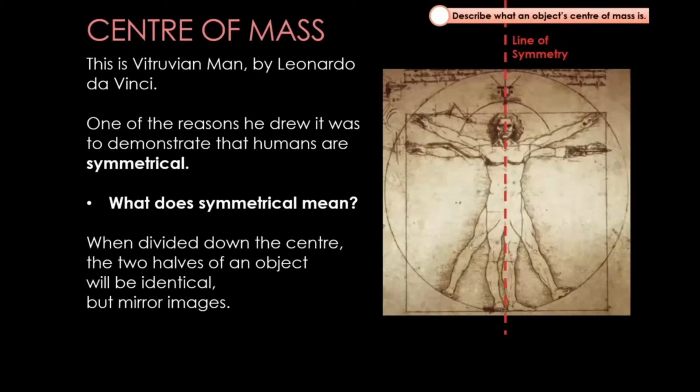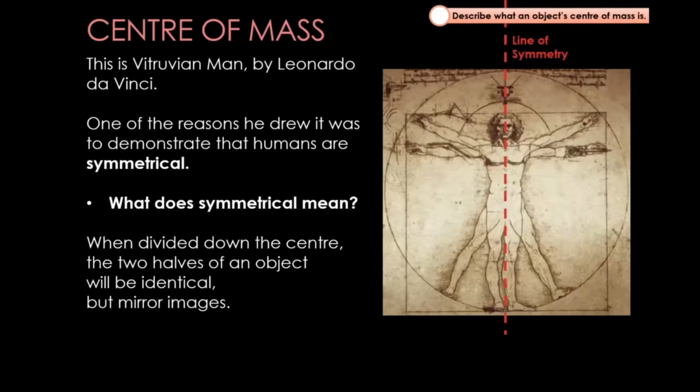Now, you may well have come across this in maths before, lines of symmetry and symmetrical objects. This is the definition that you're looking for. When divided down the center, two halves of an object will be identical but mirror images. That's what we mean by the word symmetrical. So get that down if you're taking notes.